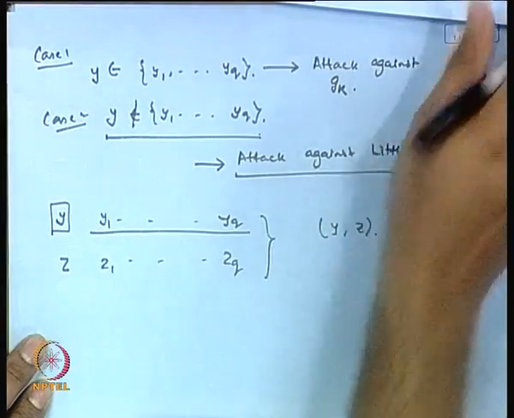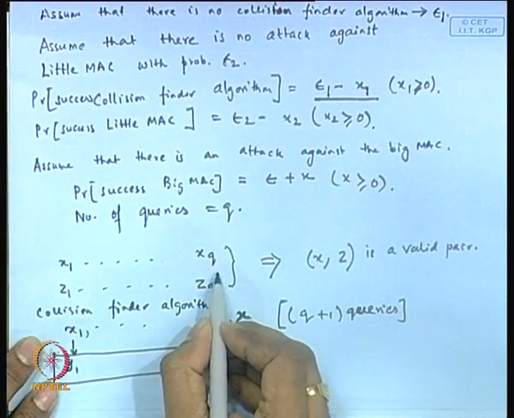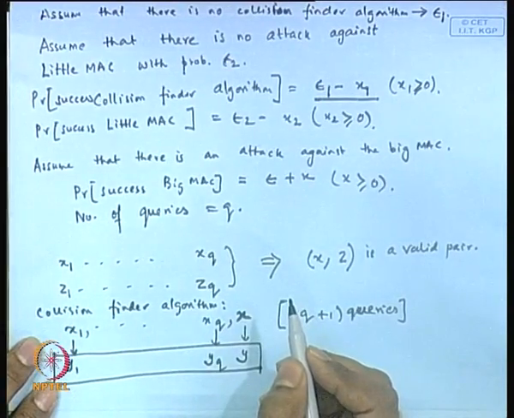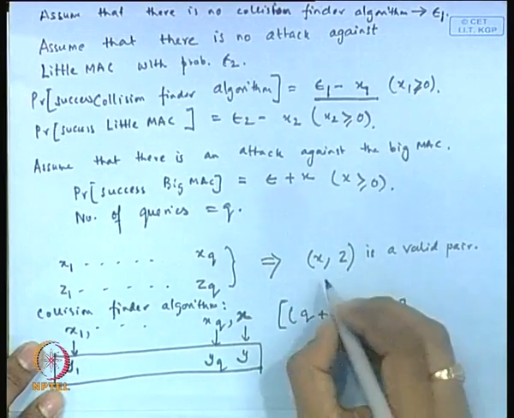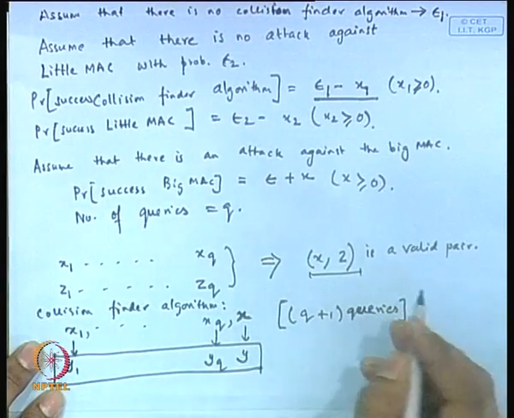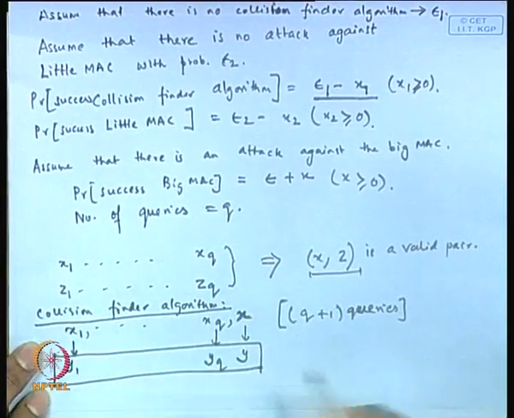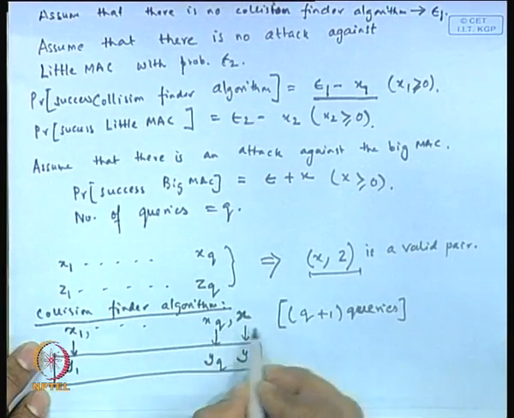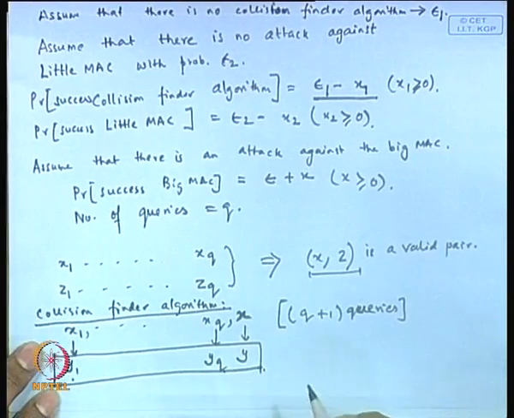Okay, so what is the idea? The first idea is that you take x1 to xq and obtain z1 to zq. These are all the corresponding MAC outputs of the composed MAC. So x comma z is a valid pair under the assumption that the composed construction is an attacked MAC. Now you take this collision finder algorithm and tell it to ask for q plus 1 queries, x1 to xq and also x. So you obtain y1 to yq and also the value of y.